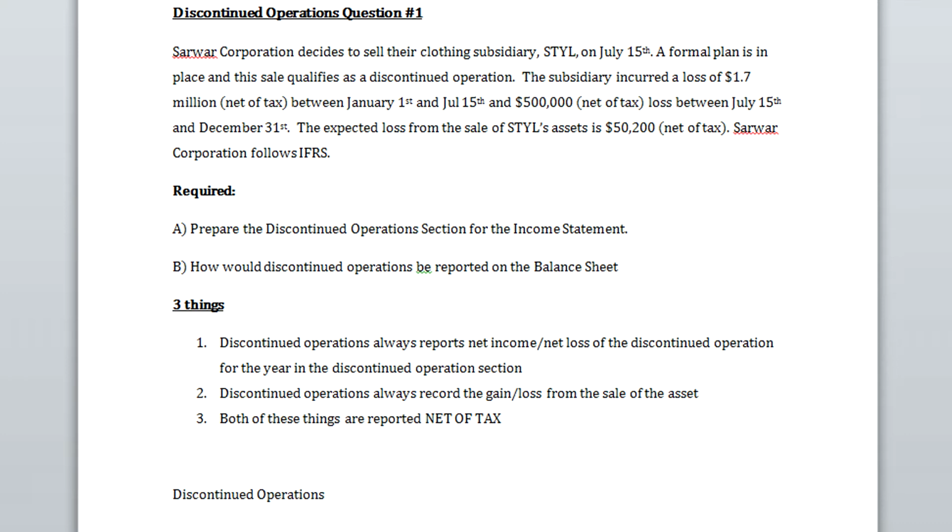So as you can see, this question is dividing it for us, and it's dividing it in order to confuse you. It's throwing all these random dates, between January 1st and July 15th, and between July 15th and December 31st. All that is there to confuse you. We don't care that this $1.7 million happened between January 1st and July 15th. And we don't care that this $500,000 loss occurred between July 15th and December 31st. All we want to know is net income or net loss of the discontinued operation for the year.